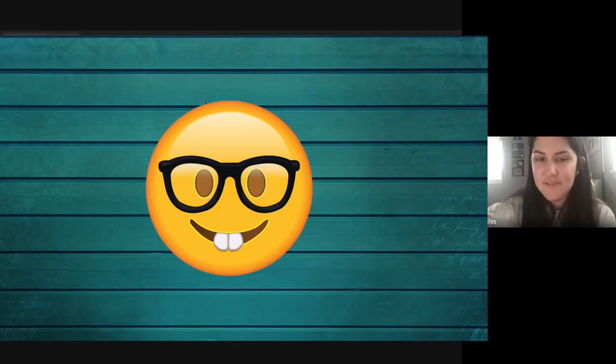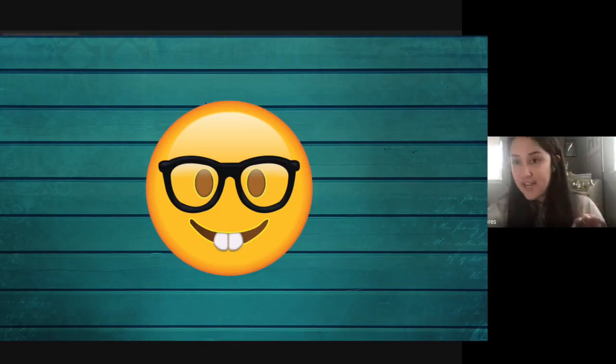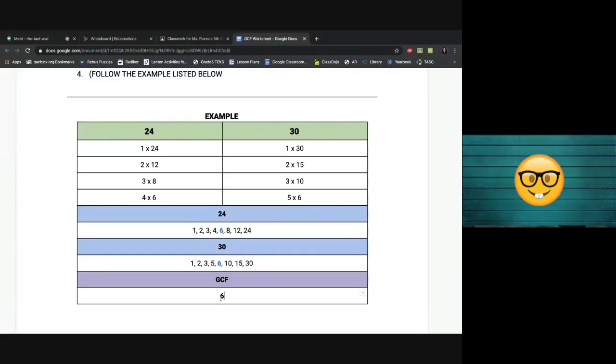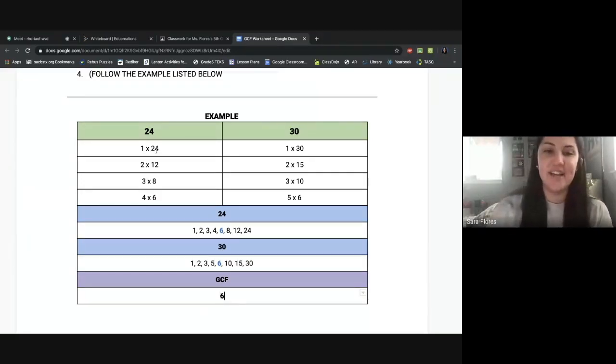If the greatest common factor of 24 and 30 is 6, can anyone tell me what that reduced fraction is going to be? 4 over 6. Oh, you're close. Is it 4 over 5? Yes, it's 4 over 5. Good. Because 24 divided by 6 is 4, and 30 divided by 6 is 5. So it would be 4 over 5. Awesome. Good job.